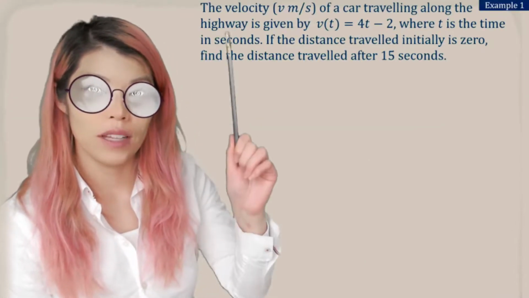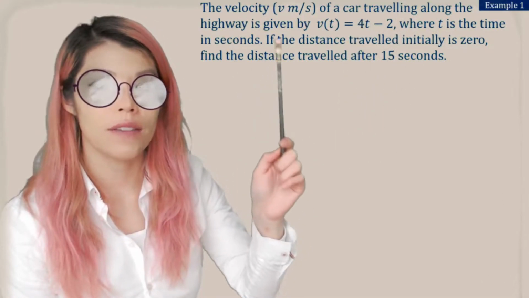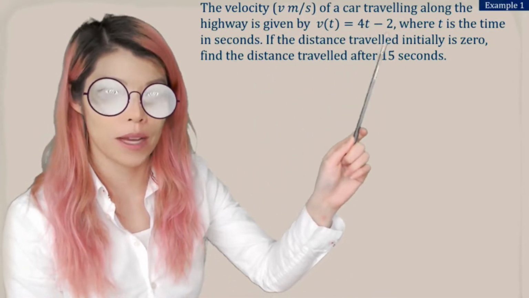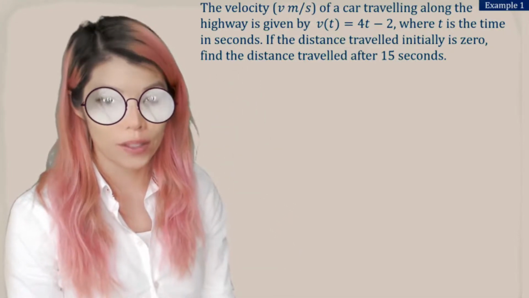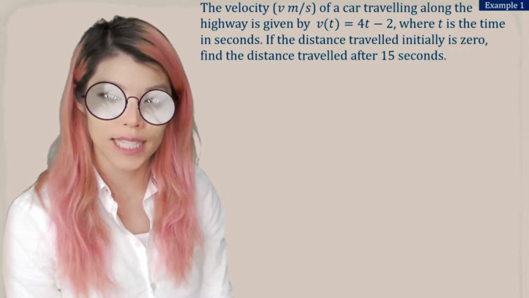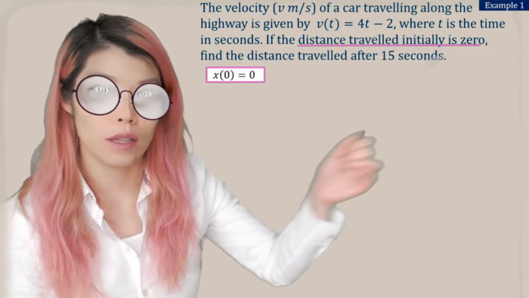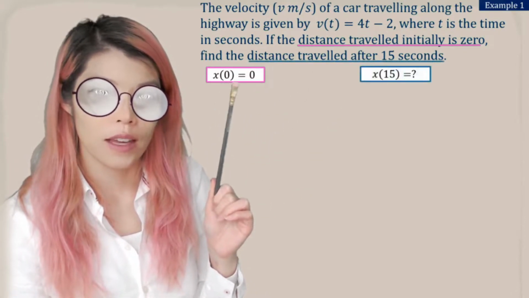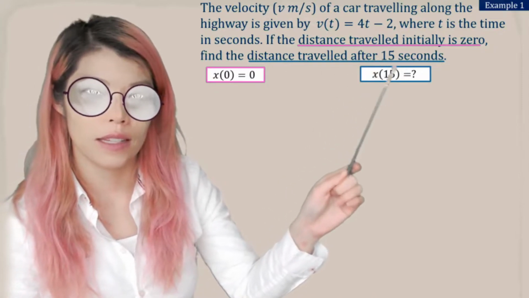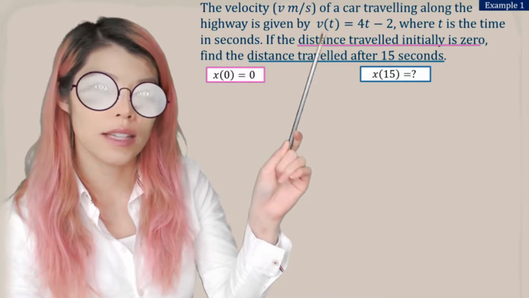Example 1. The velocity v meters per second of a car traveling along the highway is given by v(t) equals 4t minus 2, where t is the time in seconds. If the distance traveled initially is 0, find the distance traveled after 15 seconds. So here we're going to summarize some bits because there's a lot of words. So the initial distance is 0, so x of 0 is 0. And distance traveled after 15 seconds is what? That's what it's asking for. So we're looking for distance and we have velocity.